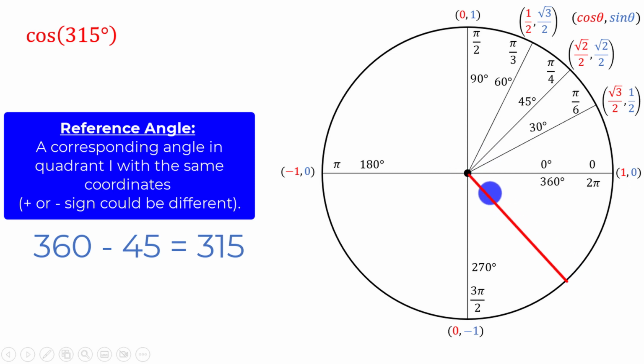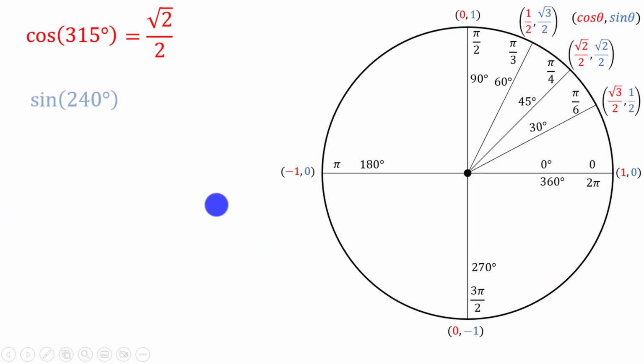Our reference angle is 45 degrees, which means we're going to have the same x-coordinate, which is what cosine is. It's still going to be square root 2 over 2, but possibly the sign could be changed, by which I mean positive or negative. But we are in the fourth quadrant, where the x-coordinate is positive, right? We are to the right of the y-axis. So we're still going to have square root 2 over 2. So cosine of 315 degrees is square root 2 over 2.